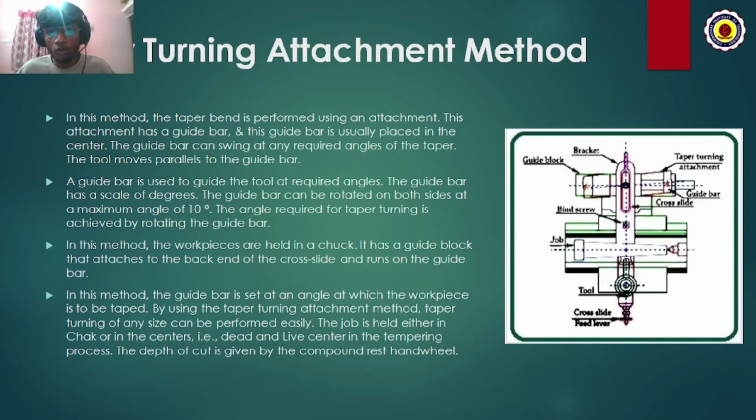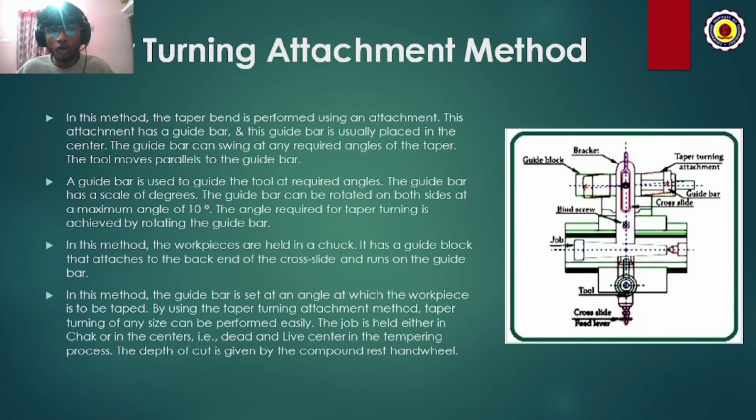The guide bar can be rotated on both sides to a maximum angle of 10 degrees. You can't exceed 10 degrees, but you can go up to 10 degrees, not more than that. So the angle required for the taper is achieved by rotating the guide bar in both directions. In this method, the workpiece is held in a chuck, and the chuck may be a 3-jaw chuck or a 4-jaw chuck.